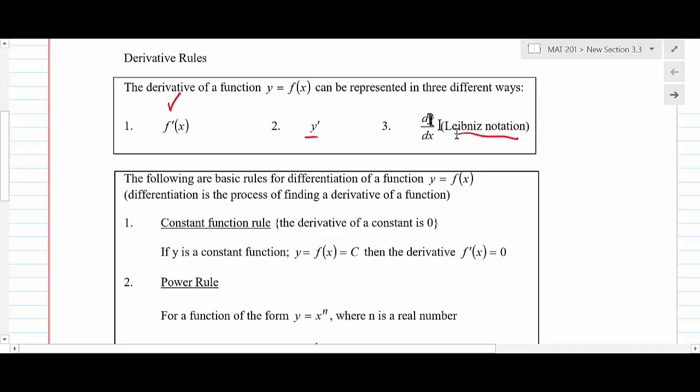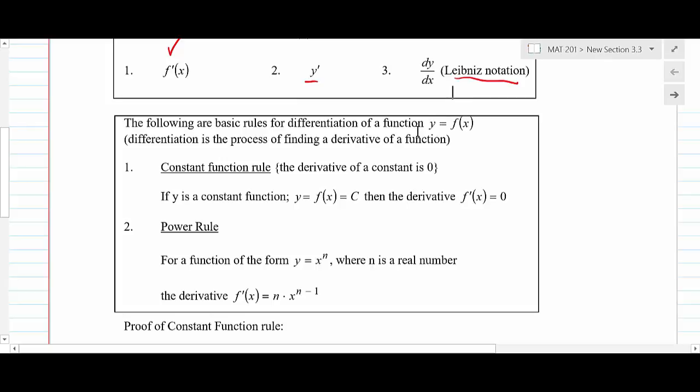All this Leibniz notation just says is the d stands for derivative, so it's the derivative of the function y with respect to the variable x. You'll catch on to that as we go and see what we use it for. Okay, so here's the two basic rules that we're going to look at. The first one is the constant function rule. This just says if you have a constant as your function, then the derivative of that is going to be 0. It always will.